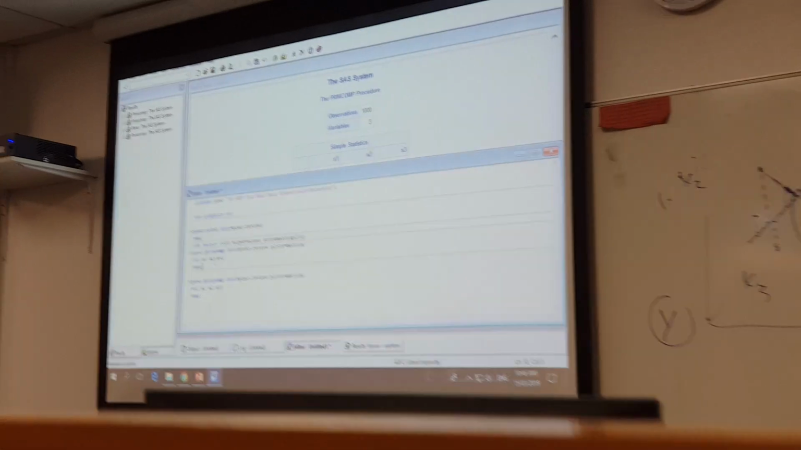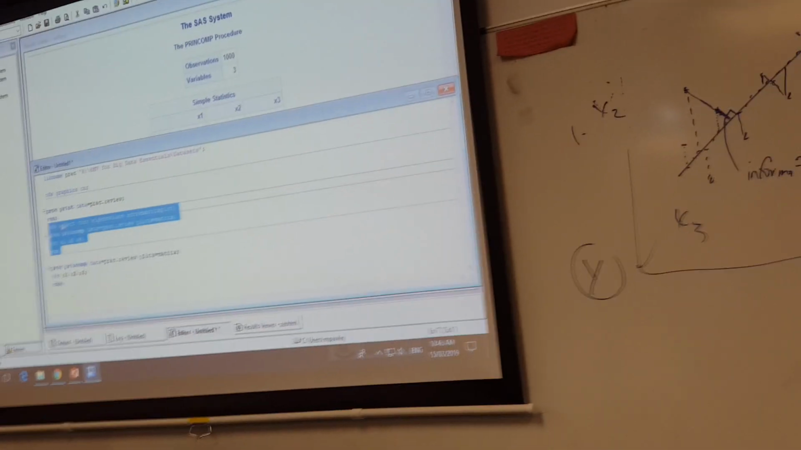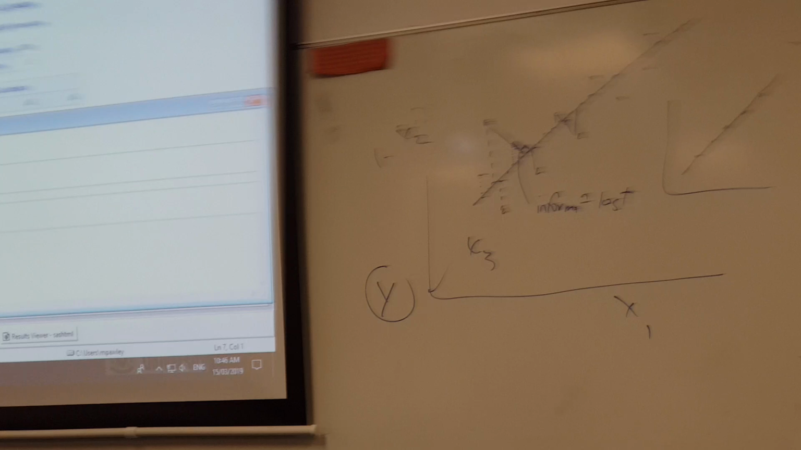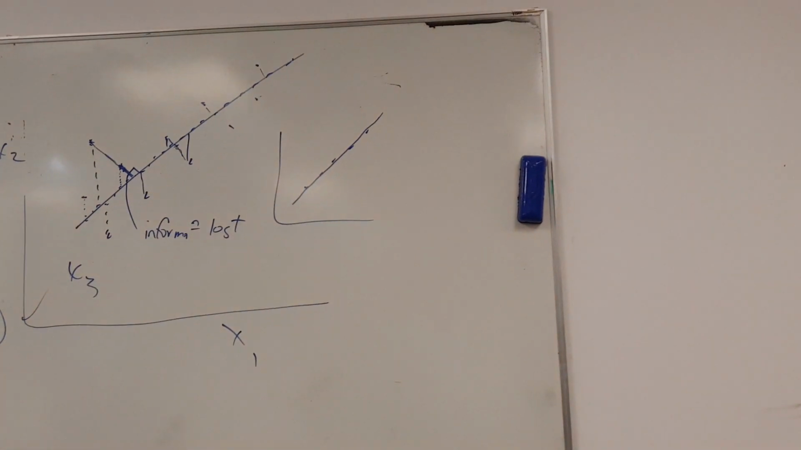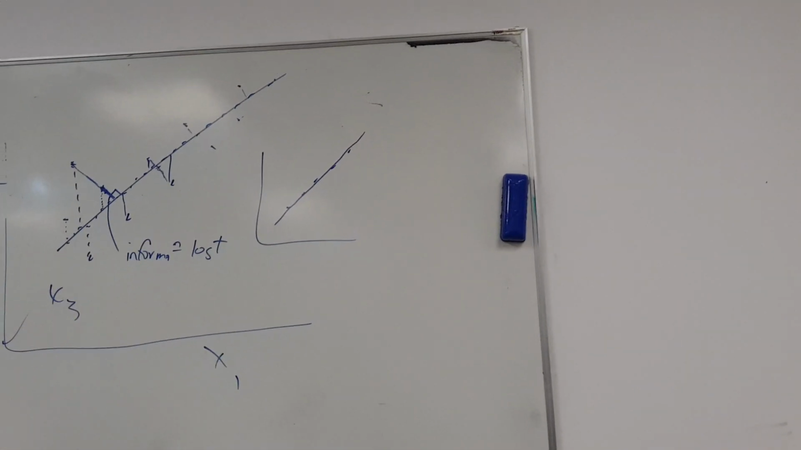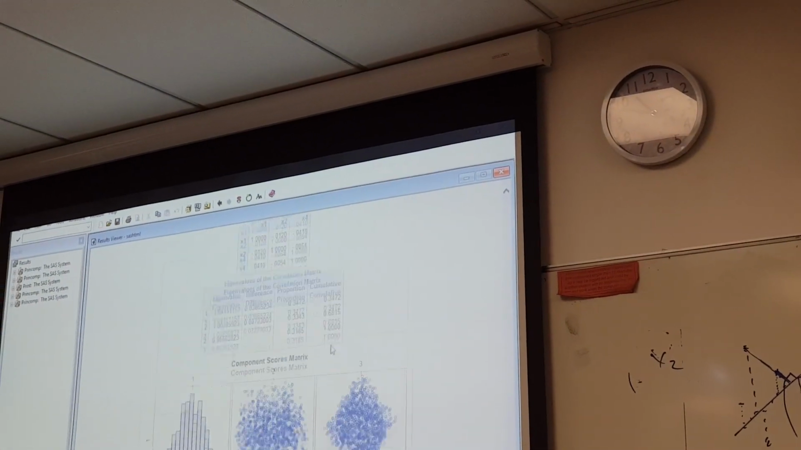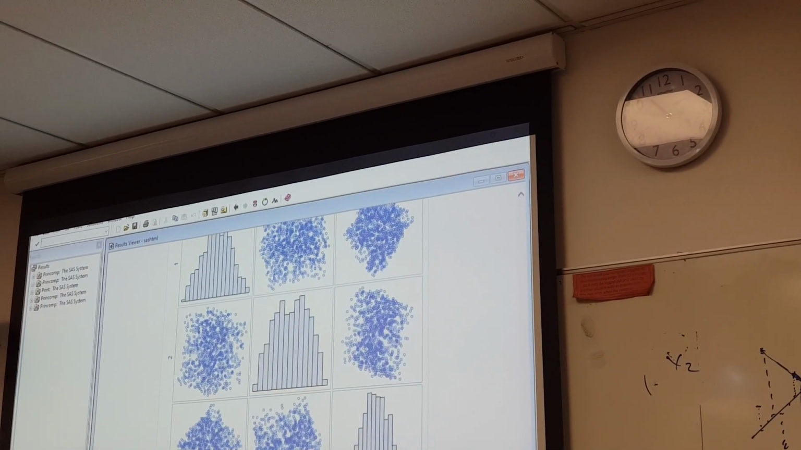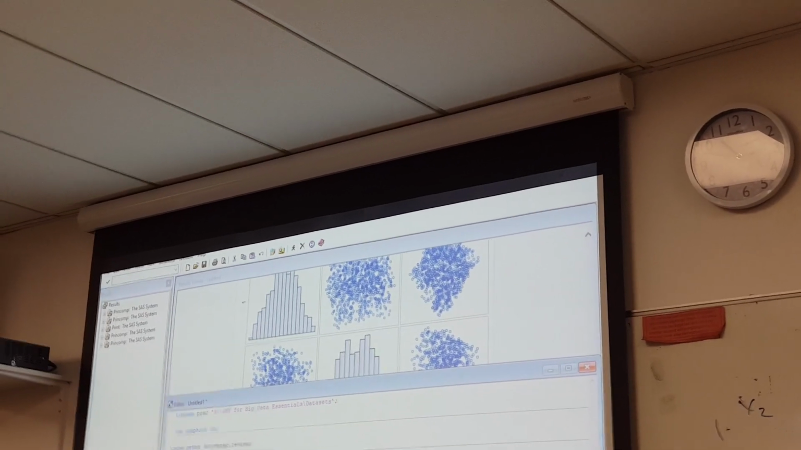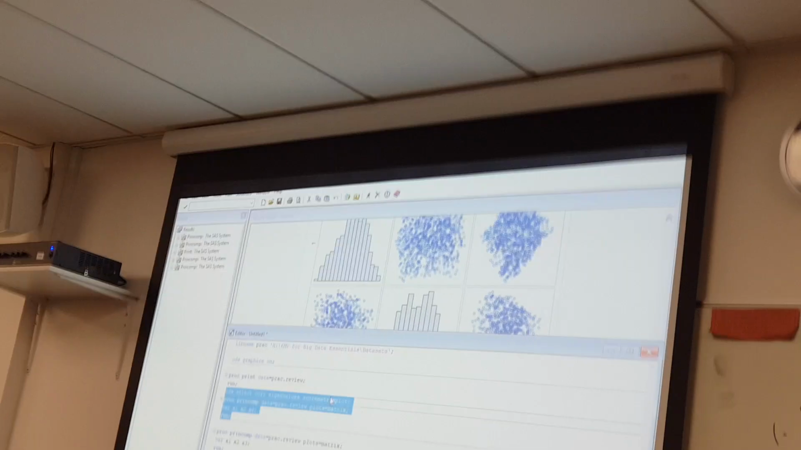So basically, if I run princomp with this particular code, let's run it. Okay, it will just give me those particular components that I've asked for, right? It just gives me the correlation matrix, the eigenvalues, and the score matrix plot.